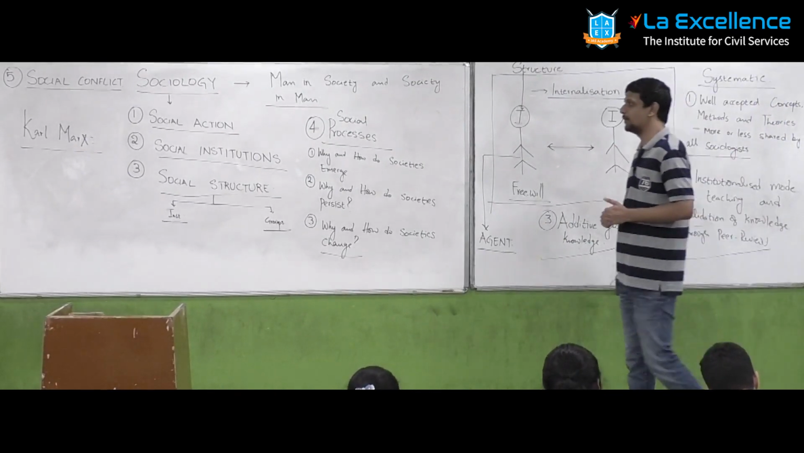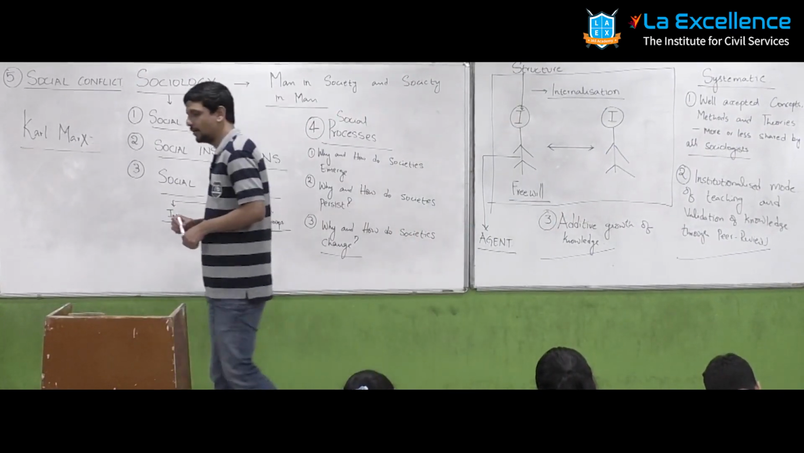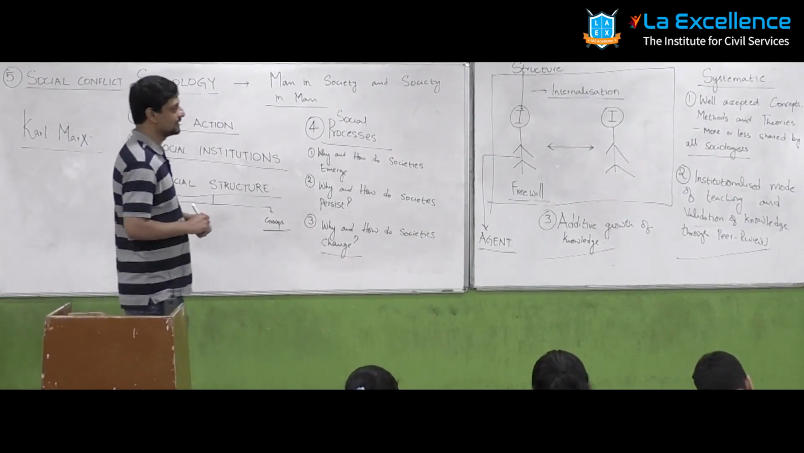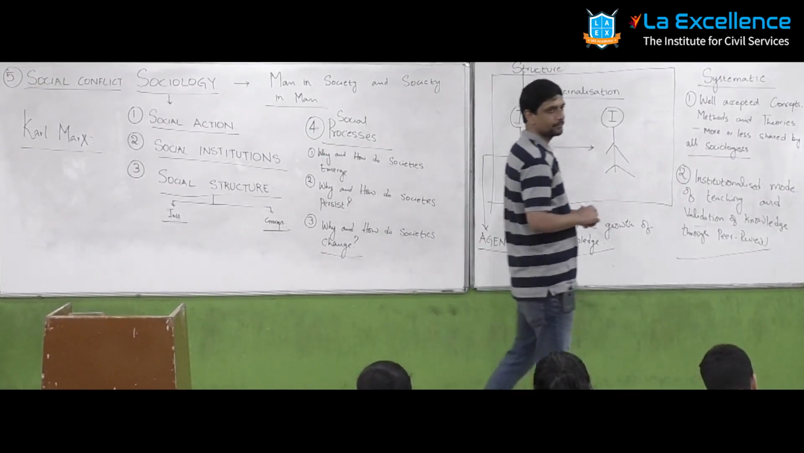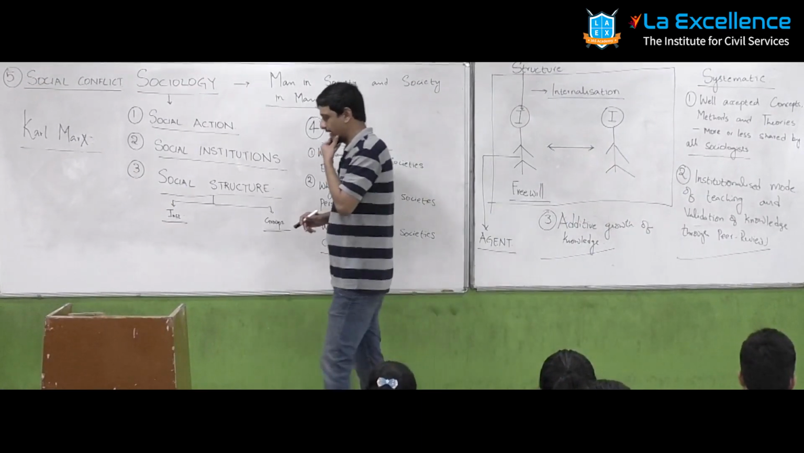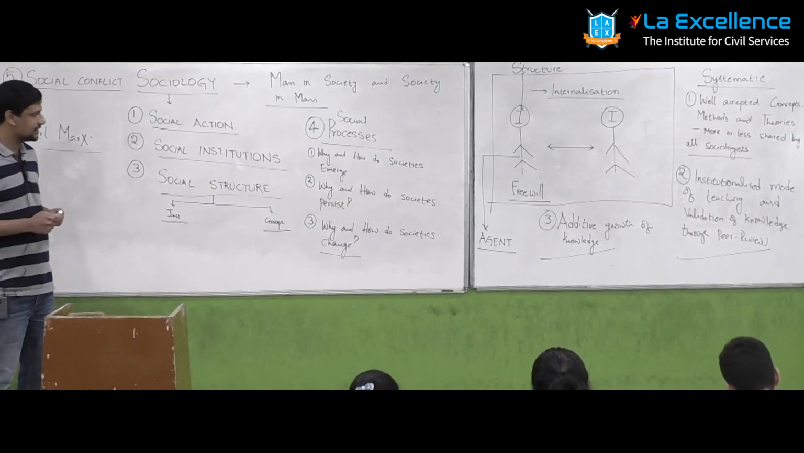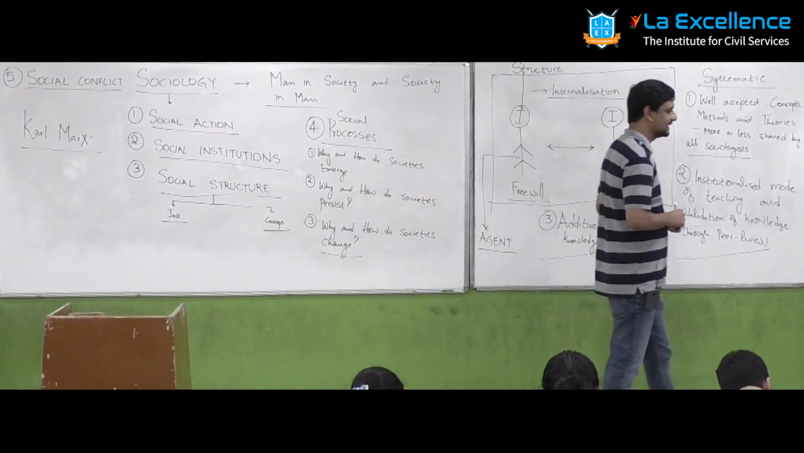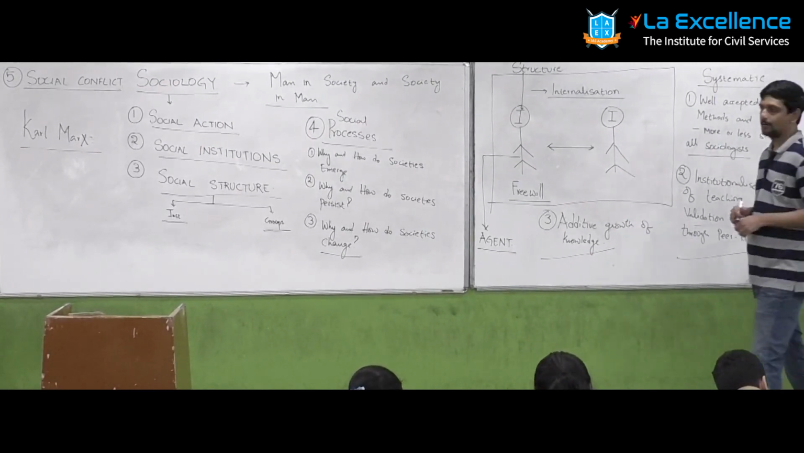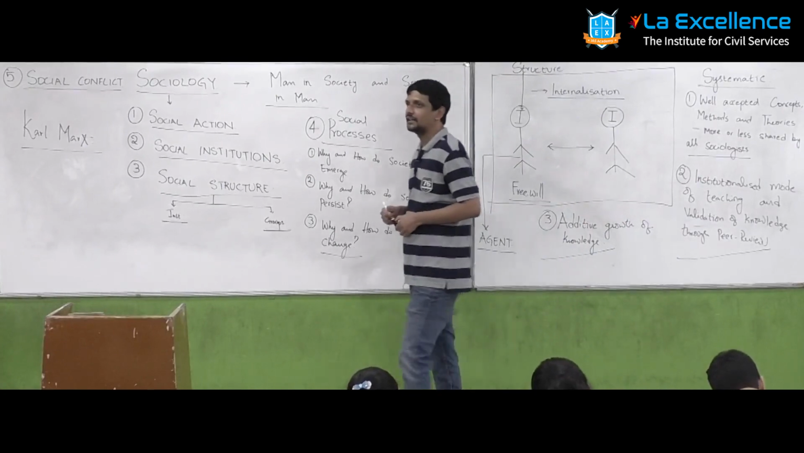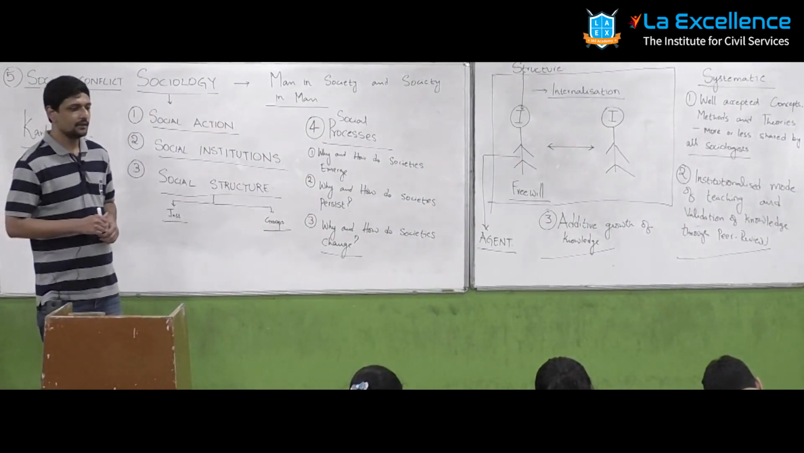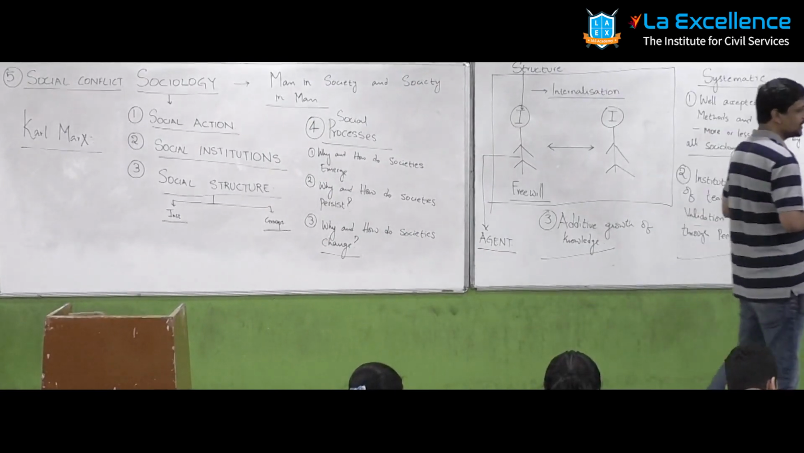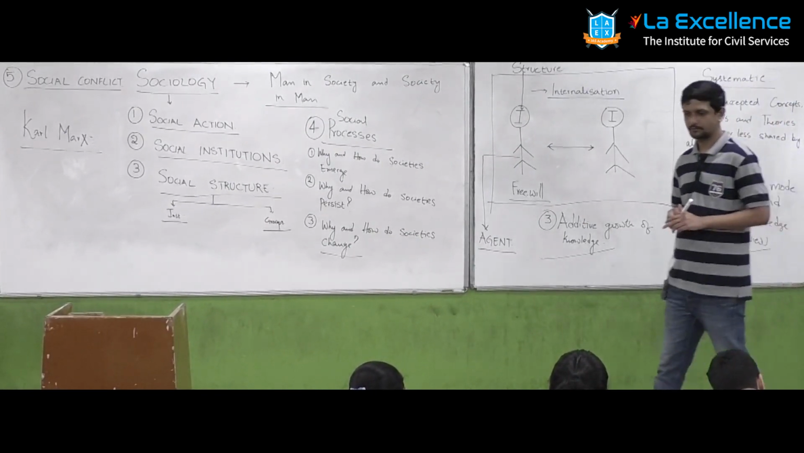Then next one, sociology as the study of social structure. Write down: social structure essentially means two things. A, a specific pattern in which social institutions are organized in a society.